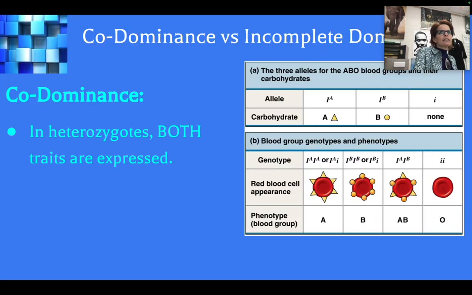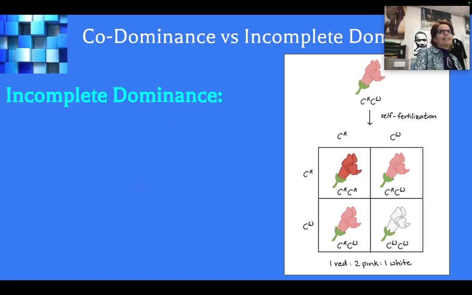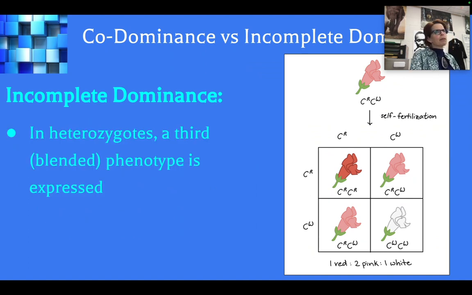Okay, and then we talked about the difference between co-dominance and incomplete dominance. Co-dominance, they both show up. So if you get one gene from mom and one gene from dad, they both show up. The classic example is type A blood and type B blood. If you get an A from mom, a B from dad, you have both of those proteins on the surface of your blood cells. But incomplete dominance, they blend.